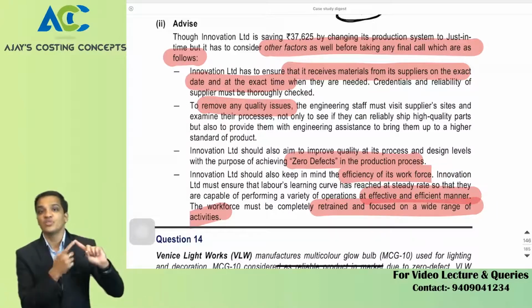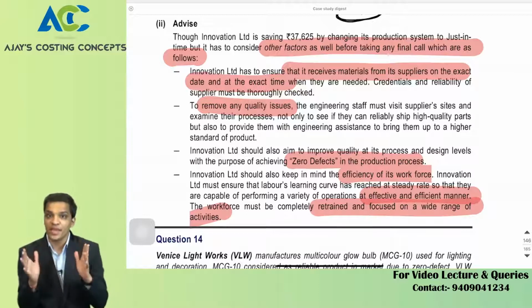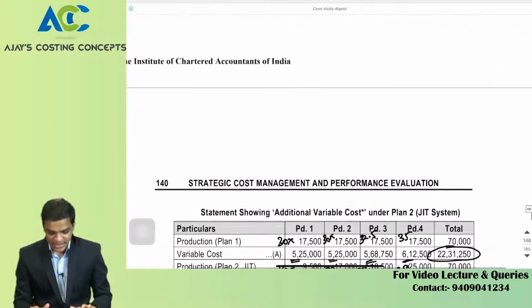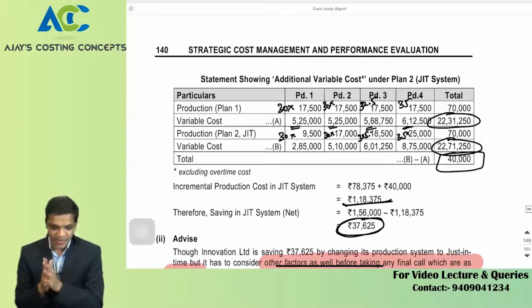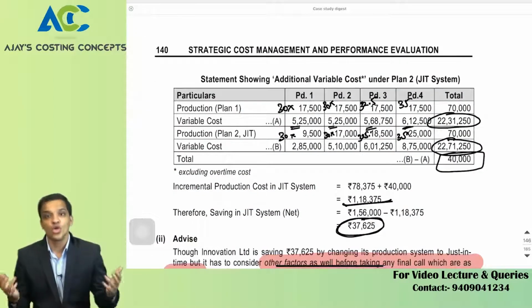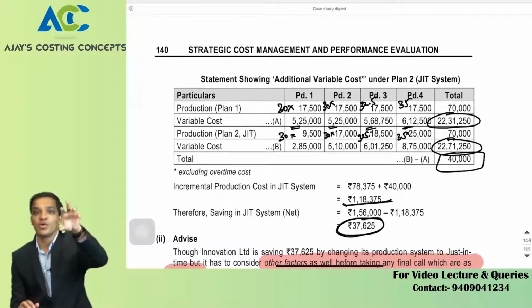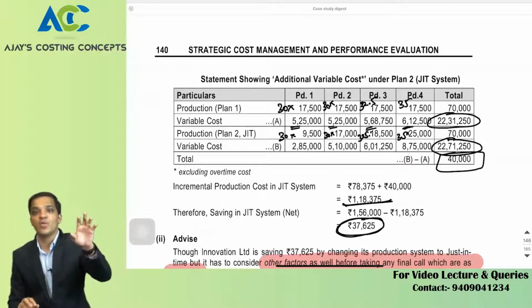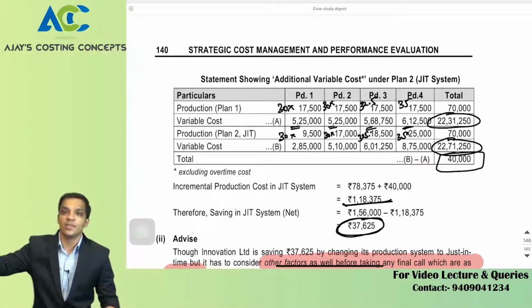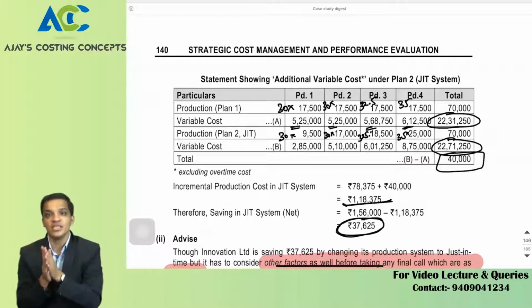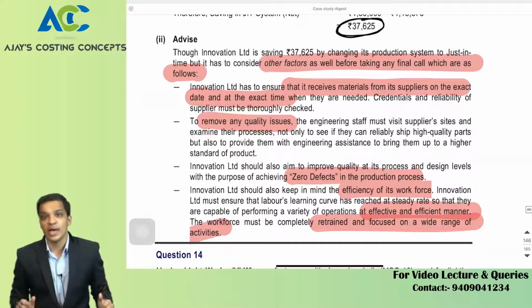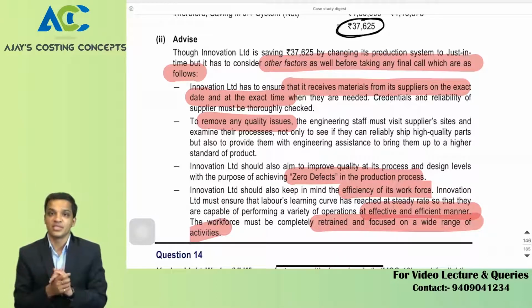So as I said, first we started with the concept of just in time, a small brief. Second, I discussed the question and the solution. There are two methods. This is one method that they have followed, the incremental additional cost method. You can also follow the total approach method, where you take total variable cost in plan 1, total variable cost in plan 2, total carrying cost in plan 1, total overtime cost in plan 2, and compare. Fixed overhead is not considered because it is ignored, right? Third, how will you advise? How your advice should be in your question, right?